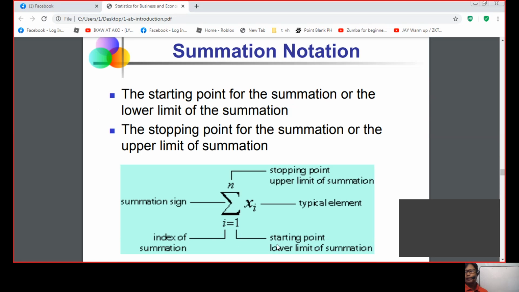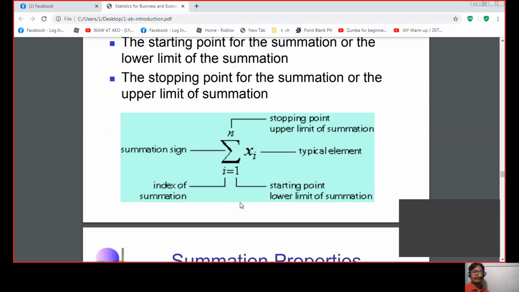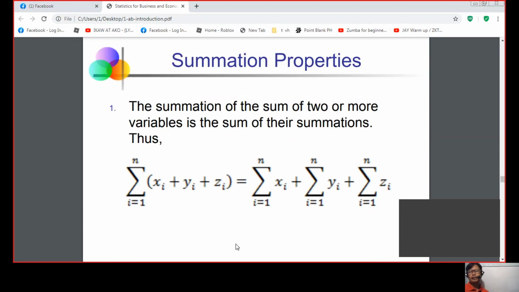And 1 is the starting point. So, you start always with 1. And then, you end with n. Kung ano man yung n na yan. Let's say, you end with 10, you end with 5, you end with 4. So, n varies kung saan ka titigil. Okay? So, let's try to solve an example.